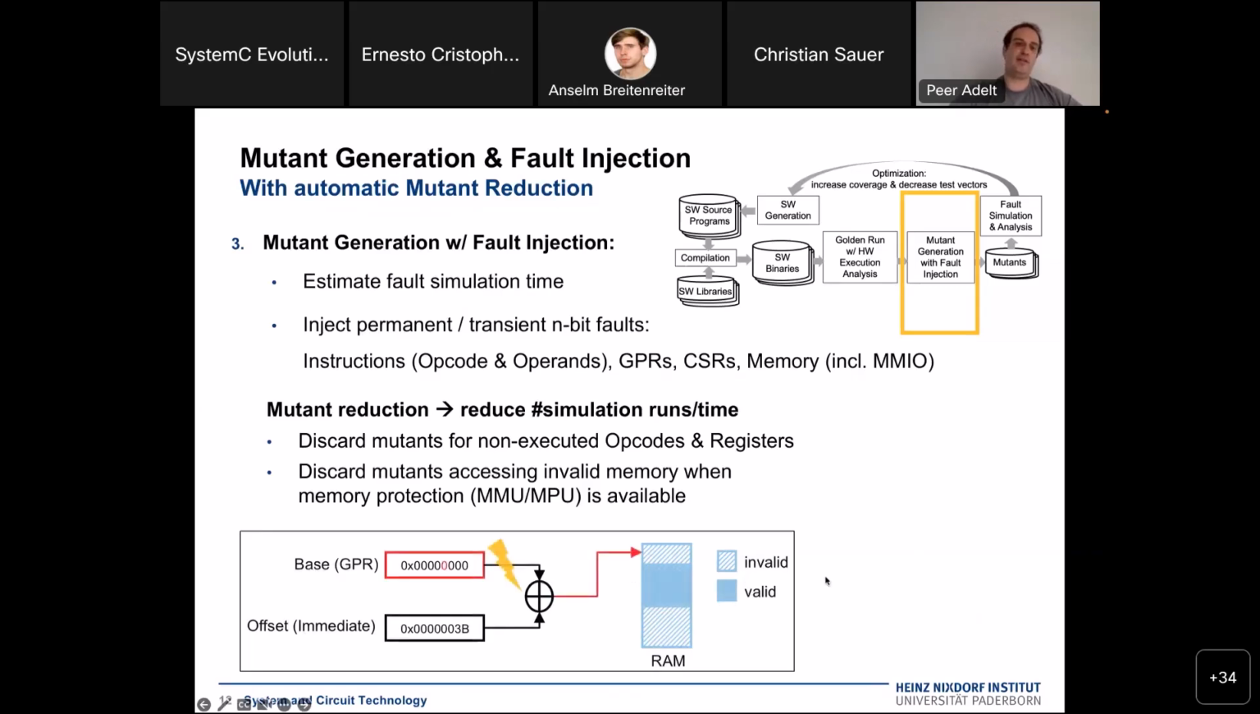So in the case that a fault injection, which basically inverted the red bit here in the GPR selector, leads to a memory pointer that points then to invalid memory, we can discard this particular mutant.